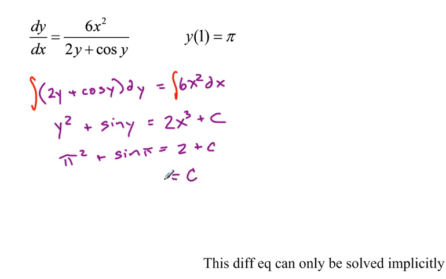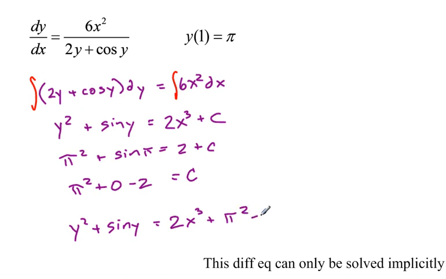So let's see, my c is going to equal pi squared plus, let's see, sine of pi is just 0, minus 2. So I rewrite this, and I've got 2, oh, not 2. Sorry, I'm going back to my function here, y squared. So I've got y squared plus sine y equals 2x cubed plus pi squared minus 2.